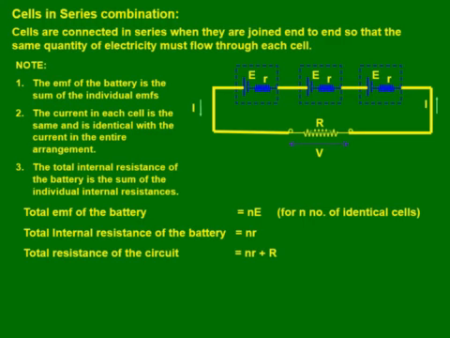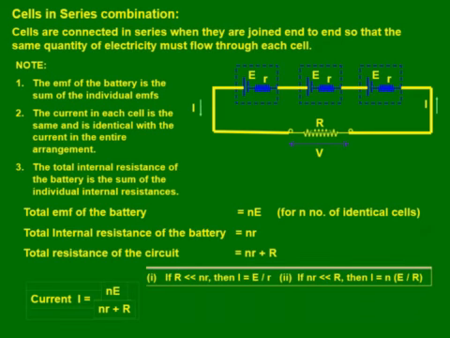So total resistance of the circuit is Nr plus capital R. So you'll be getting I is equal to NE by Nr plus capital R. That is the I series. So if R is very much less than Nr, then I is equal to E by r. But we have used N number of cells, so the current should be higher. So R is very much less than Nr, this condition is not valid for series combination.